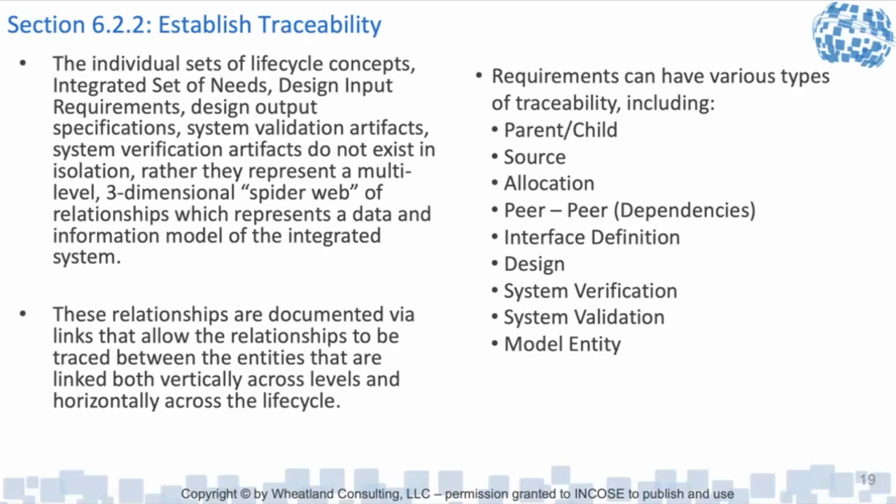And then you have peer-to-peer dependencies that we have to deal with. And when there is a peer-to-peer dependency, we want to make sure that that dependency is captured through a link, so if one changes, then we can assess whether the other needs to change. Interface definitions: we have traceability between interface requirements through two different systems interacting. We want to have traceability to a common definition.